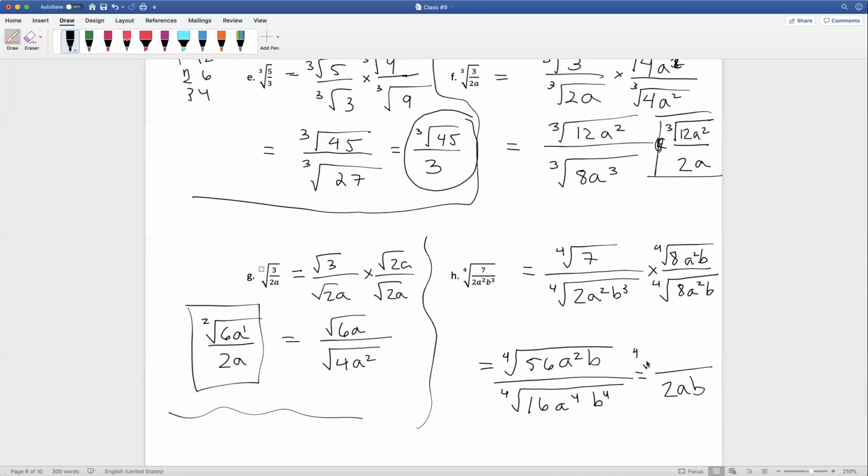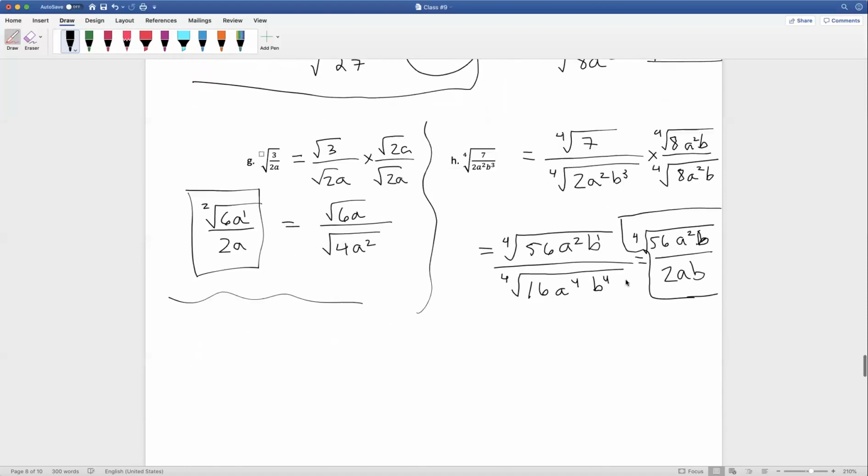Simplifying the numerator completely, well, there's only 1 factor of b here. And 1 is less than 4, so we can't take that out. There's only 2 factors of a, and 2 is less than 4, so we can't simplify that. And 56 does not have any perfect 4th factors in it. So this is our answer, simplified completely.